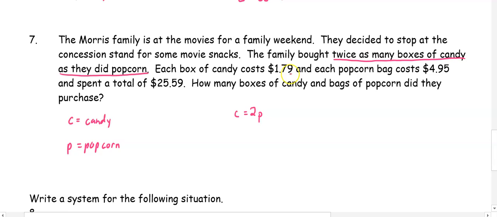Then we know that each box of candy costs $1.79. Each bag of popcorn costs $4.95 to get us our total money. So we would have 1.79C plus 4.95P is equal to $25.59.